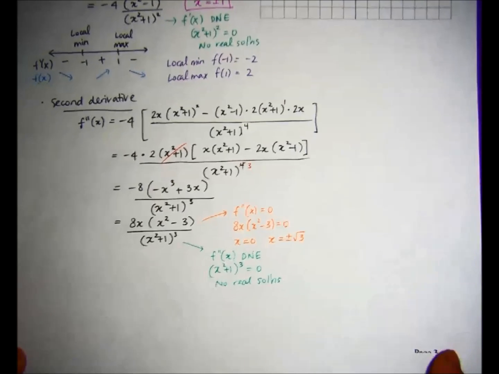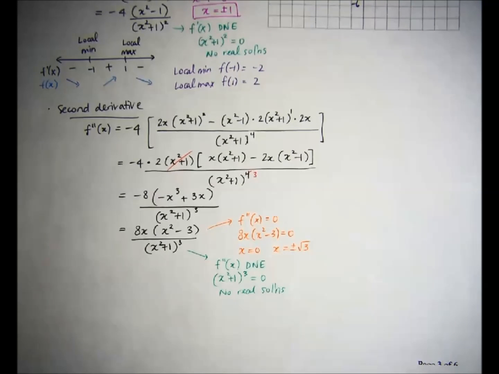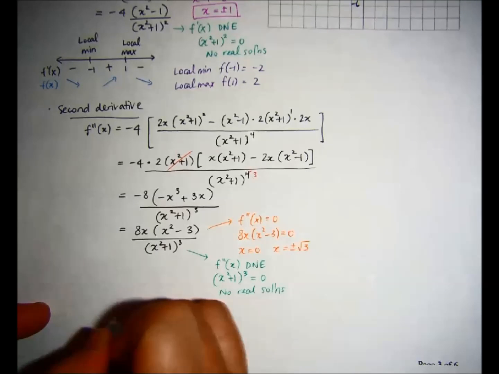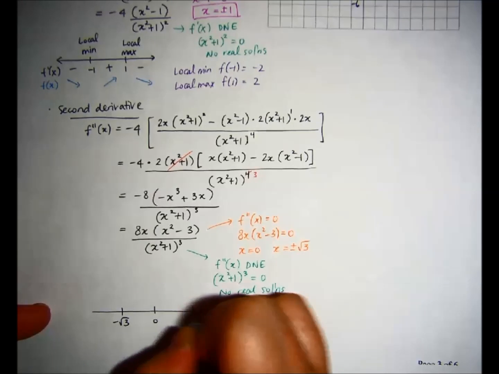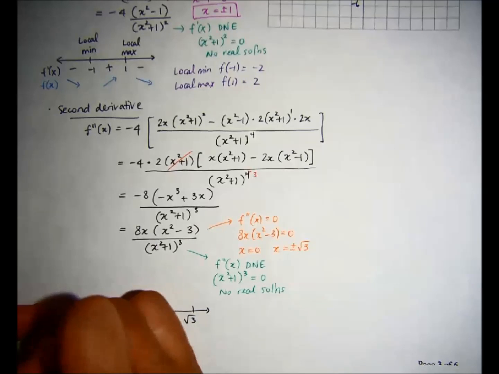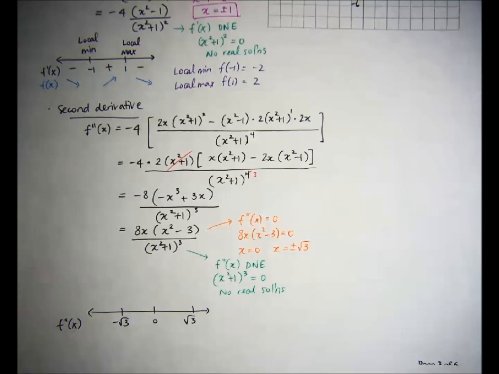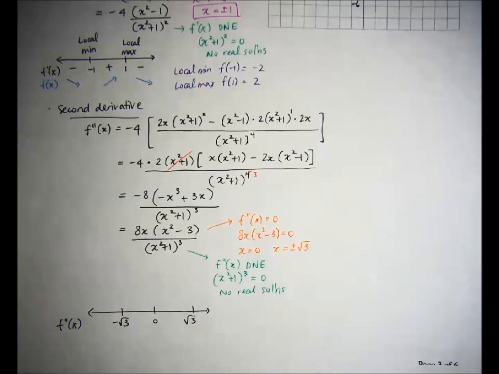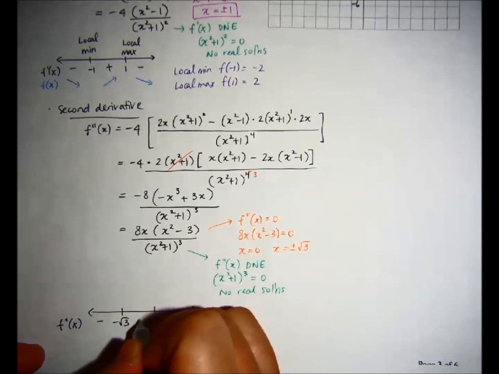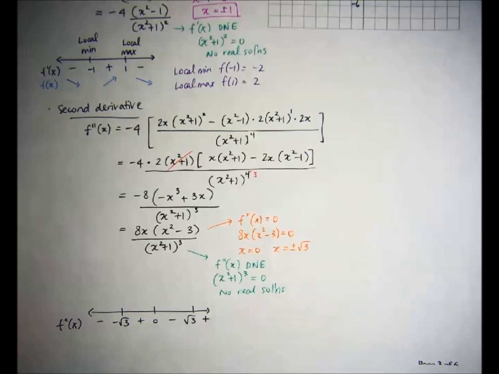So I'm going to just create my number line or interval table to figure out the concavity. Negative root 3, 0, root 3. And this is for the second derivative, whether it's positive or negative. So I can just plug in some test points into the second derivative equation to figure out whether my intervals are positive or negative. And it turns out that we are going to end up with the following: negative, positive, negative, and positive.